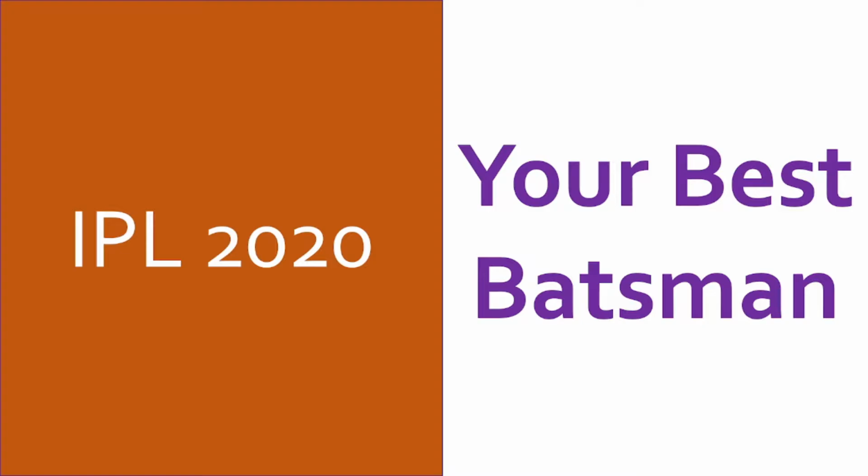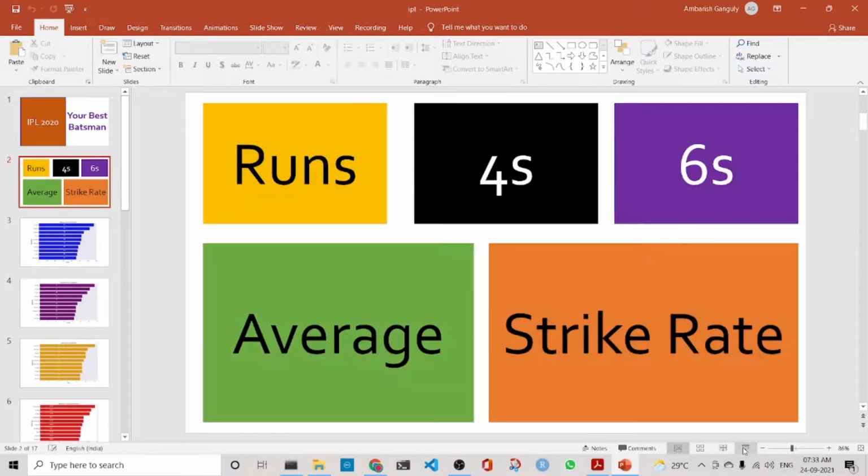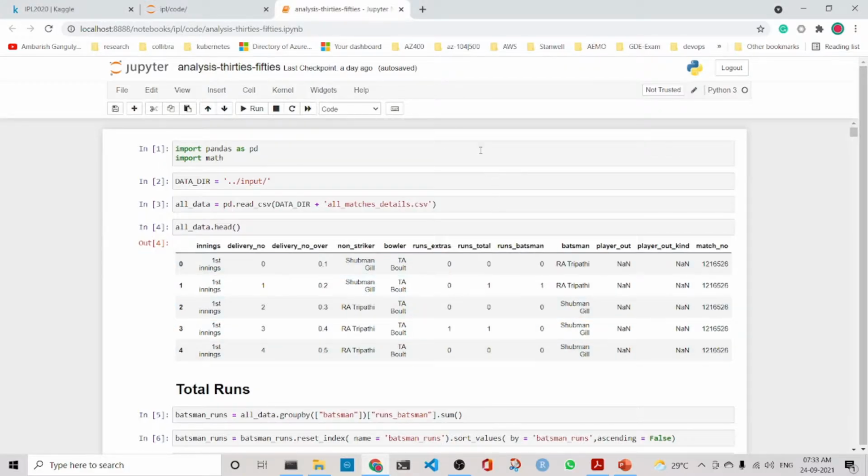Today we are going to talk about the IPL 2020 Your Best Batsman, the Python implementation. Just to give a recap, we'll be considering these factors: runs, the number of fours, sixes, the average and the strike rate first, and then we'll go on to other details. So let's jump in and see the Python implementation.